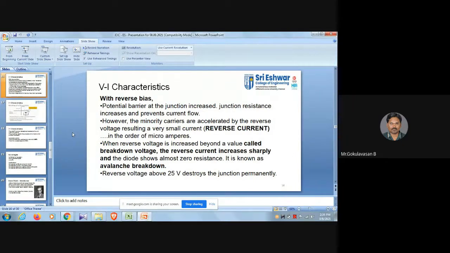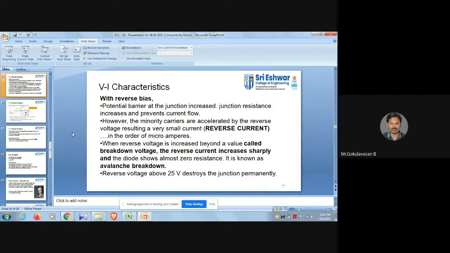VI characteristics with reverse biasing. In reverse biasing, the potential barrier at the junction increases. Junction resistance also increases and prevents the current from flowing. Maybe if current is flowing, it will be in the order of microamps only.